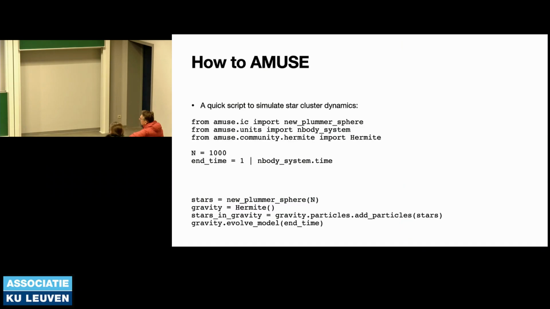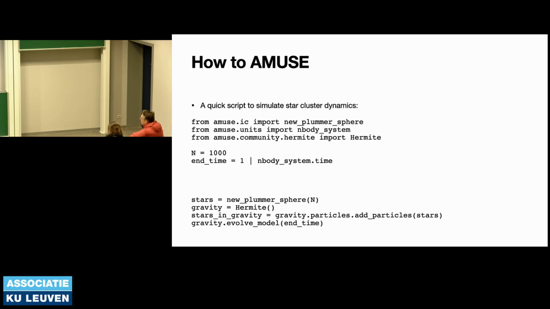Here's a simple script for AMUSE. Here, what I'm doing is I'm setting up a system to simulate star cluster dynamics, star dynamics. I'm importing a Plummer sphere, which is a very simple spherical distribution of stars. I'm setting up the code called Hermite, which is a fourth order Hermite integrator. And I'm then integrating 1,000 stars for one N-body time, which is a time unit, internal code unit for time. And that's what this script does.